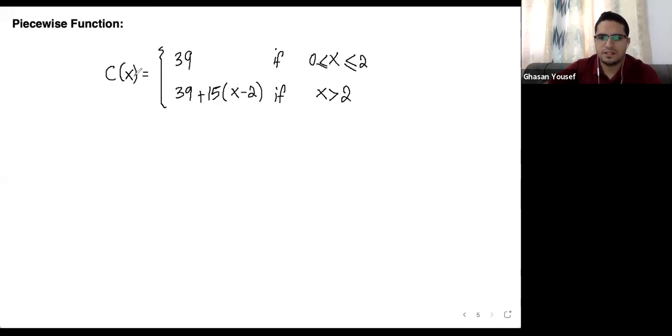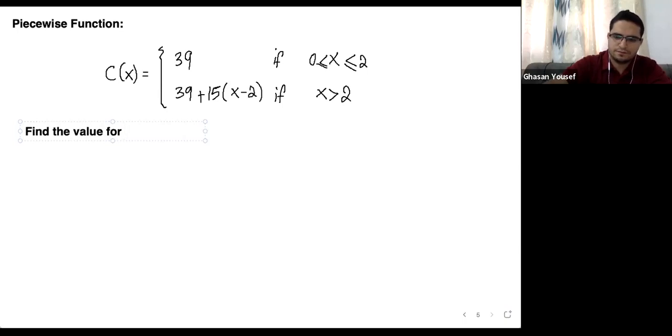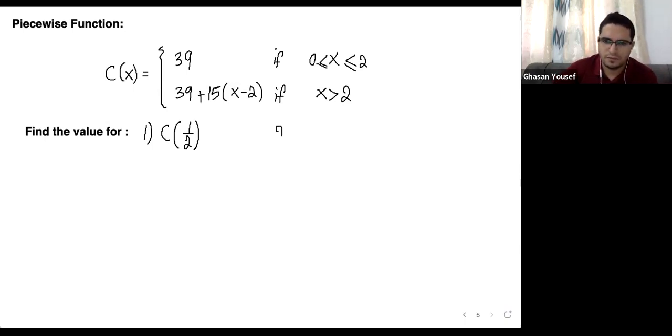Again, this function is called piecewise because it has two rules. The first one is 39, the second one is 39 plus 15 times x minus 2. The first will be defined for any values between 0 and 2, and the second for any value greater than 2. Now, for my questions, find the value for number 1, C of 1/2, number 2, C of 2, and number 3, C of 4.